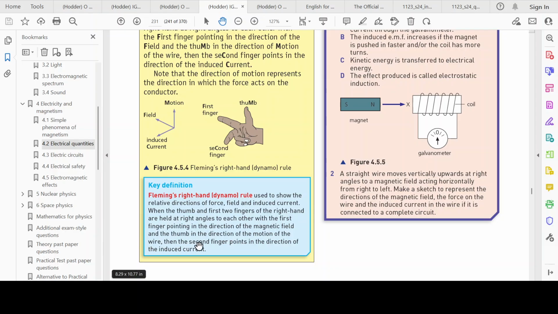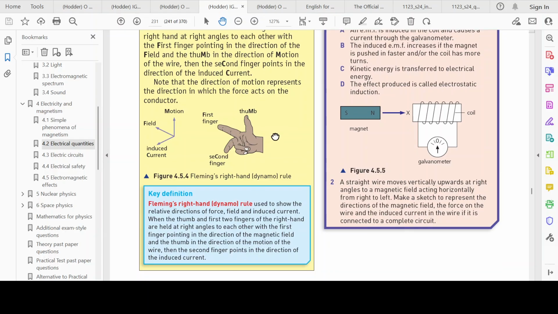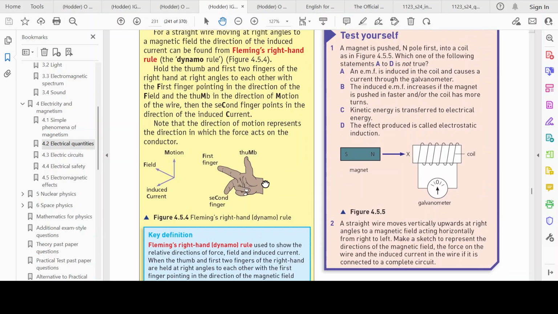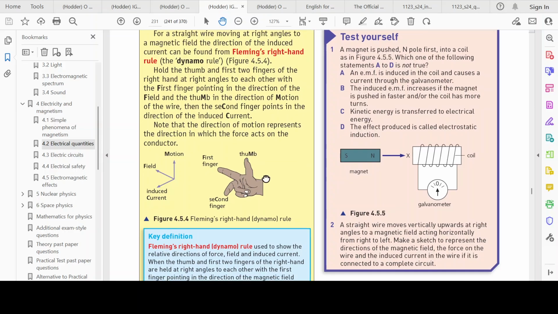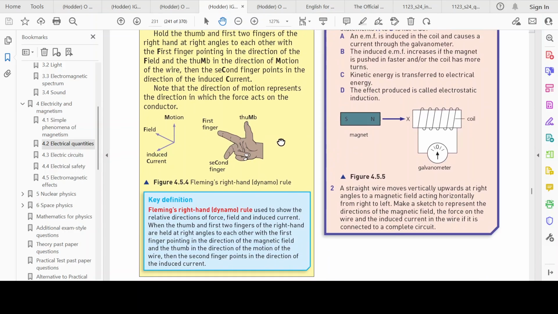Then the second finger points in the direction of the induced current. So this is going to help you figure out which way the current is going.